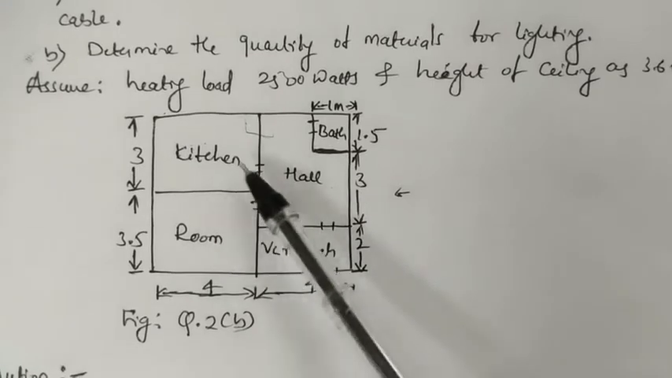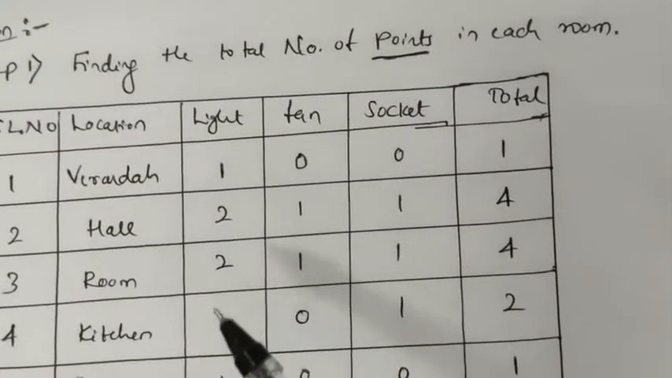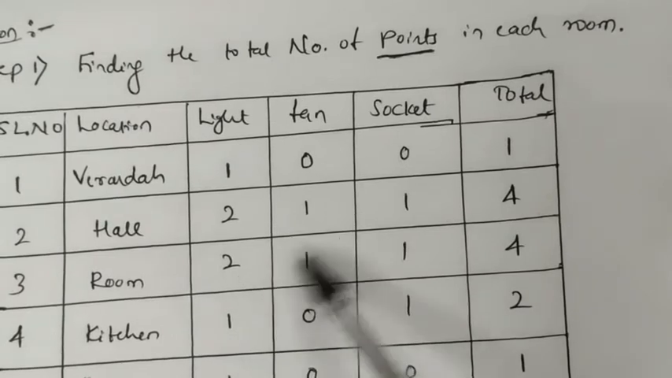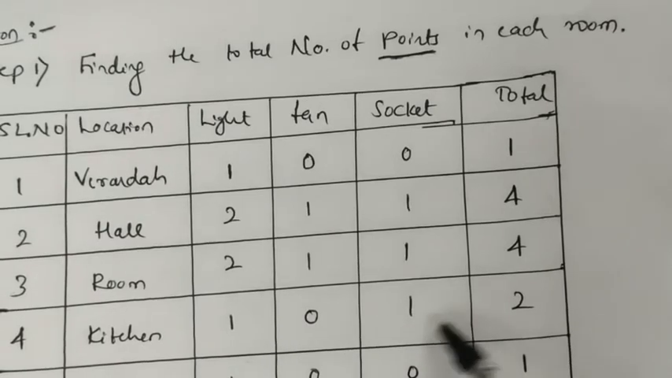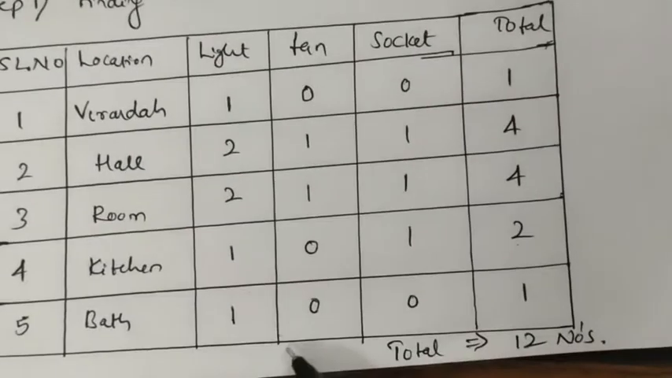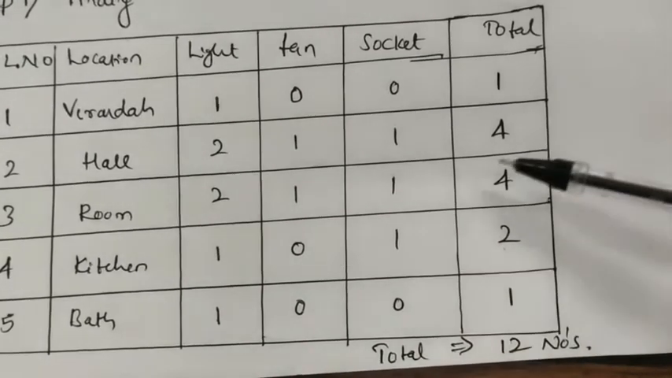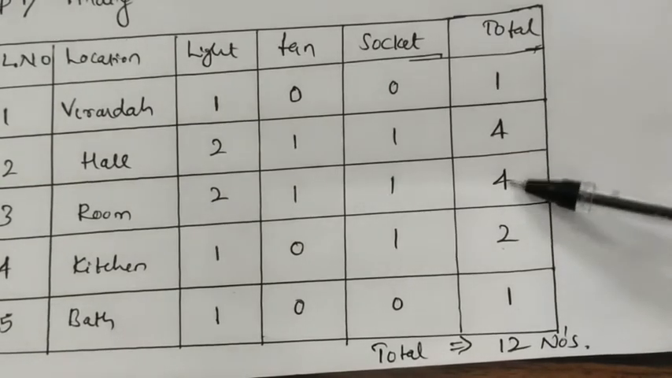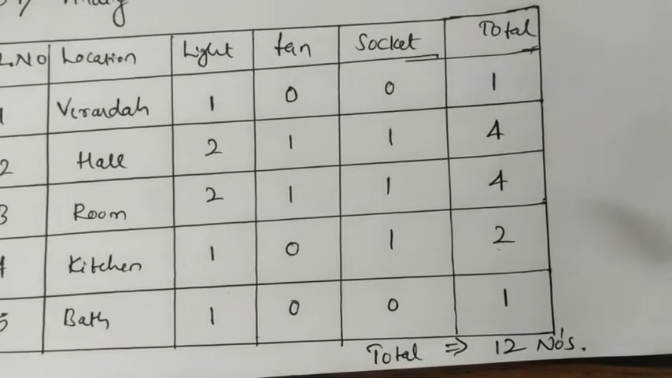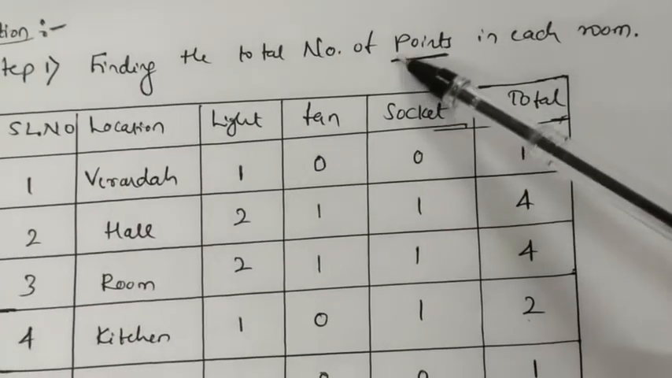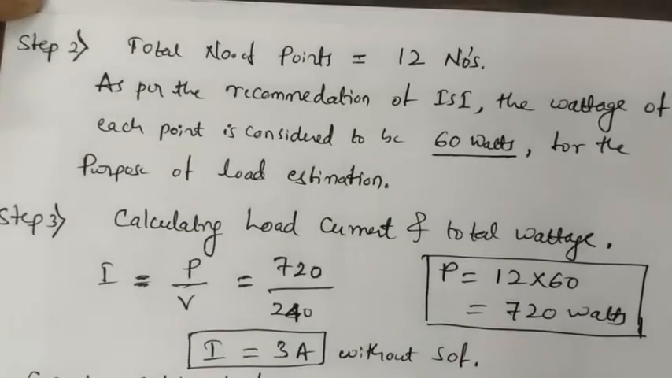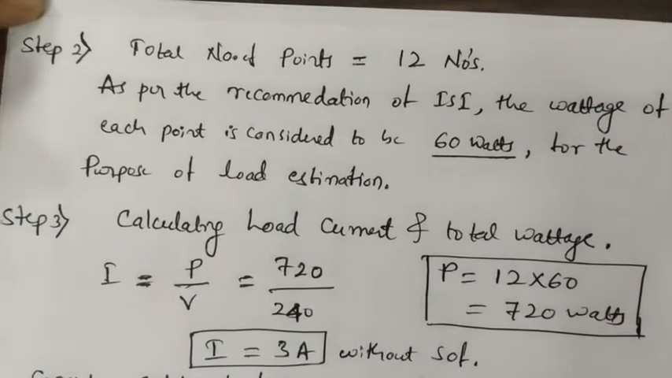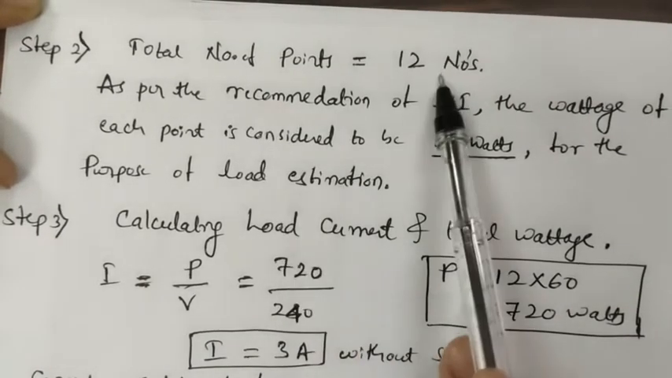Similarly, in the third location, kitchen and room. Just to look at the table, room I have considered 2 lights, 1 fan, 1 socket. Kitchen, 1 light, no ceiling point, 1 socket, and total 2. Bathroom, only 1 lighting point, no fan, no socket, so total number of 1. So just to add all these points, 1 plus 4 plus 4 plus 2 plus 1 is equal to total 12 number of points. The step number 1 is the total number of points in the building is equal to 12.